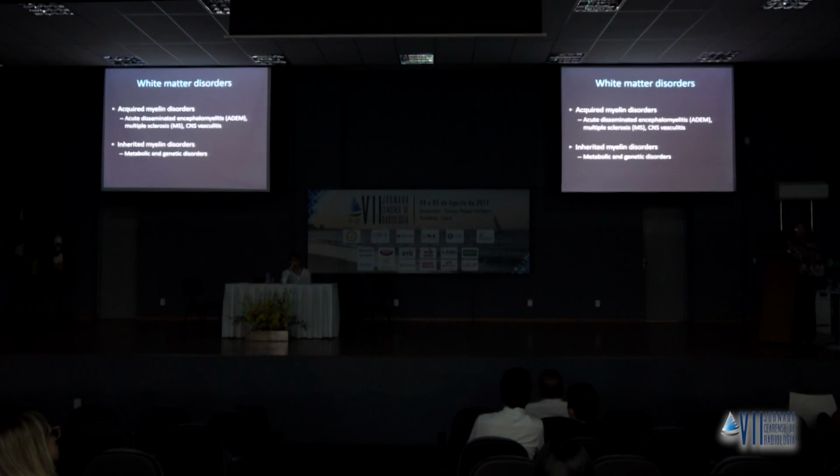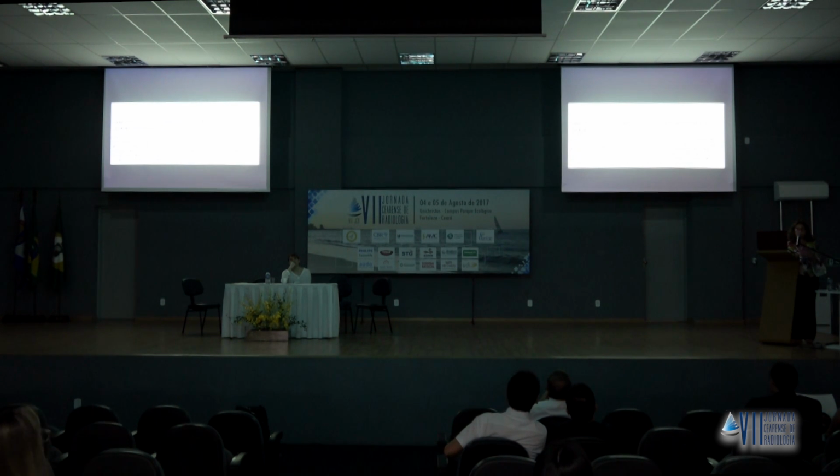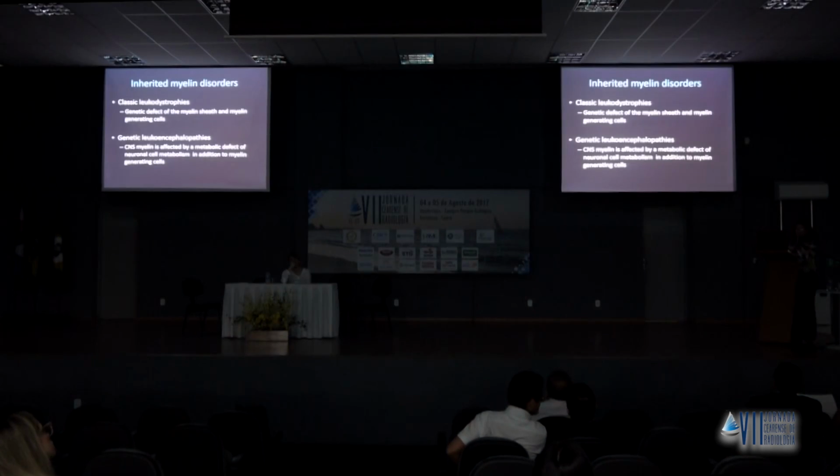So we can divide white matter disorders into two big categories. The acquired myelin disorders that can be secondary to ADEM, multiple sclerosis, vasculitis, or the inherited myelin disorders, which are going to result from metabolic and genetic disorders. So there was a consortium, the GLIA consortium, comprised of all these experts, and they published this paper in Molecular Genetics and Metabolism in 2015, where they gave the new classification for leukodystrophies and leukoencephalopathies, and this is what my presentation is going to be based on.